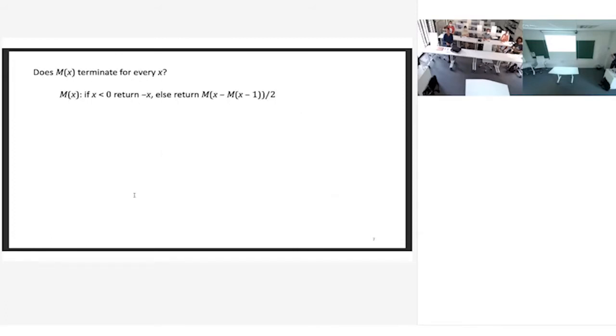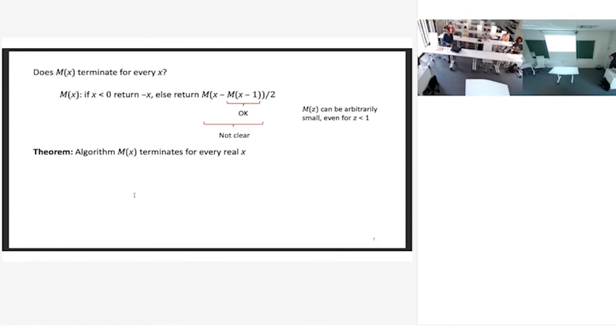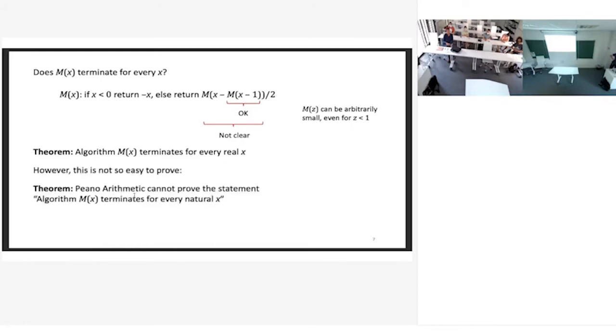So never mind what this algorithm does, does it even terminate for every input? It's not so clear, because if we want to prove it by induction, then the inner recursive call M of x minus 1 is okay, but then M of x minus 1 might return some very small number. So you make a recursive call of M of x minus a very small number. It's not clear that you get down to 0. So the answer is yes, this algorithm does terminate for every input, but it's not so easy to prove. In fact, Peano Arithmetic cannot prove that this algorithm terminates for every natural input.